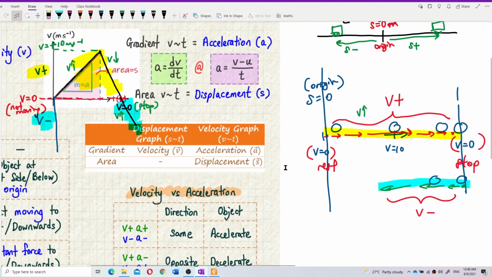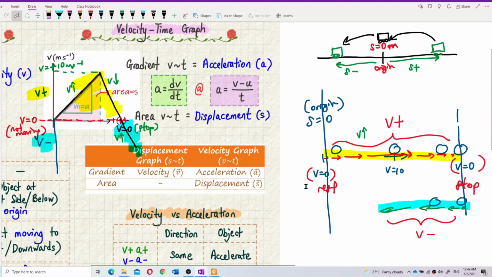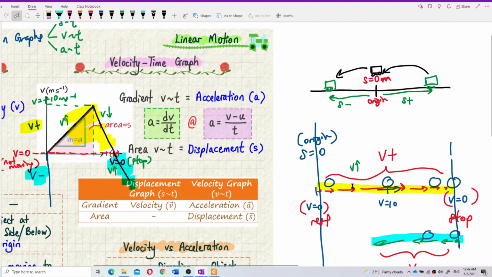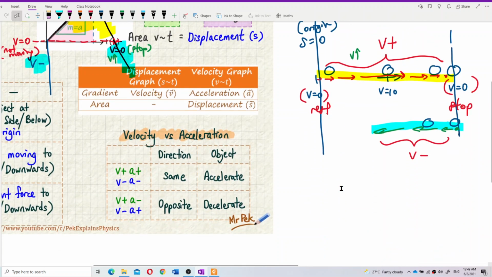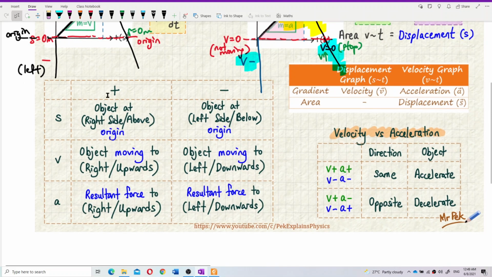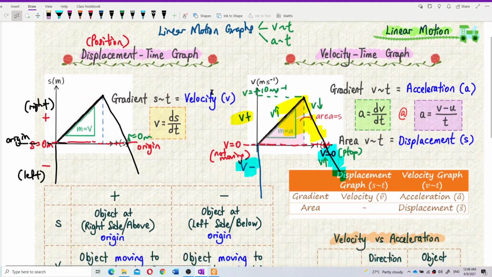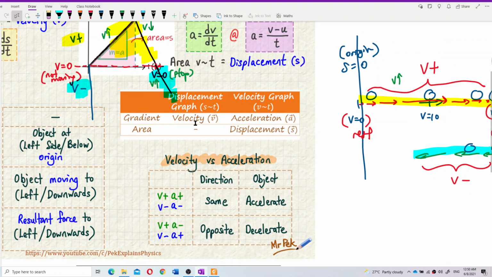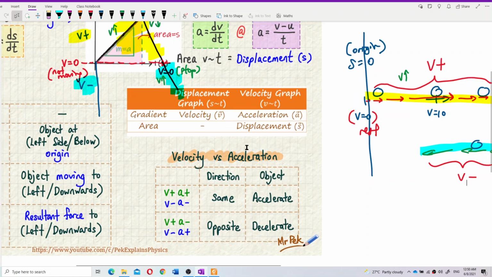If you look at my other concept videos, the animation one, I explain more clearly about the area under the graph. I hope you looked into those videos. Now let's talk about this. This positive and negative sign is so important. Just now, gradient of displacement is velocity. Gradient of velocity is acceleration. So area of velocity is displacement. This is very important.